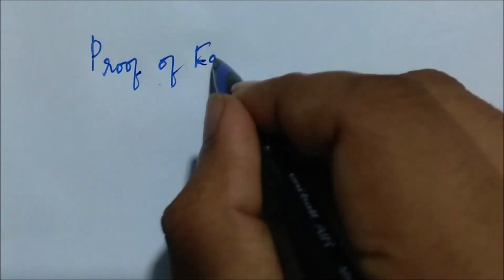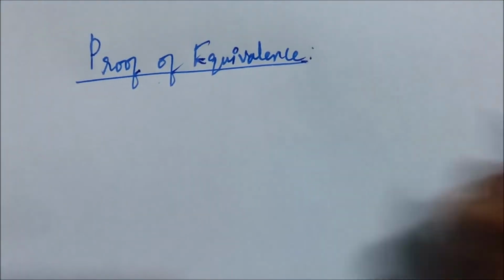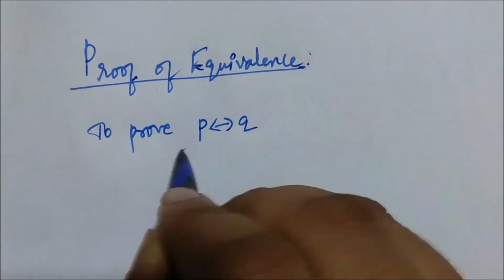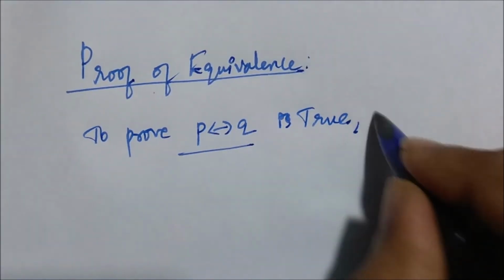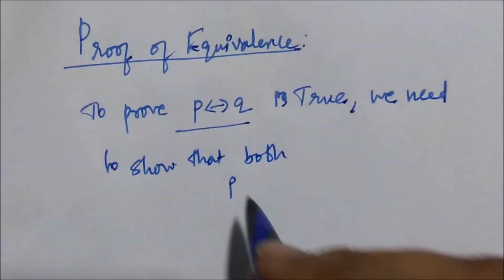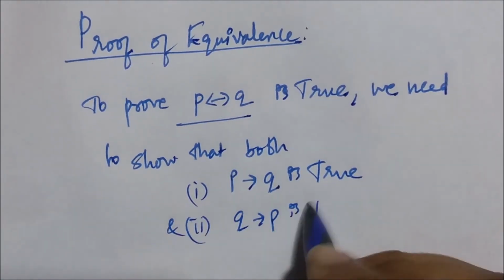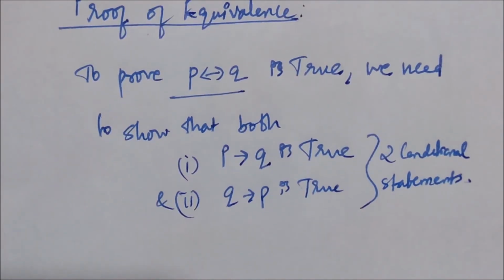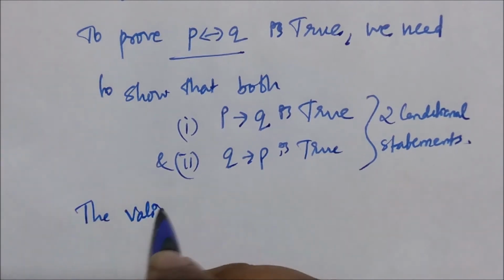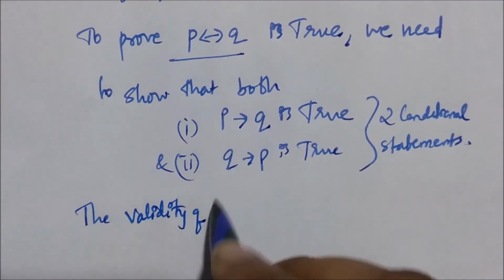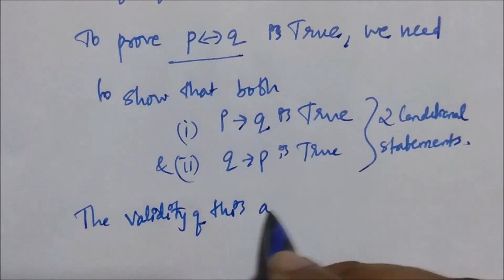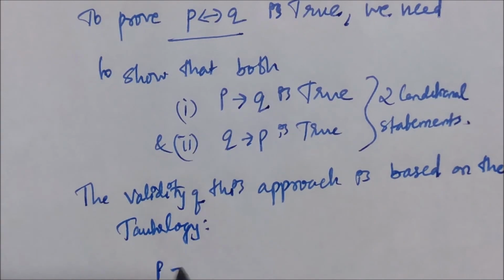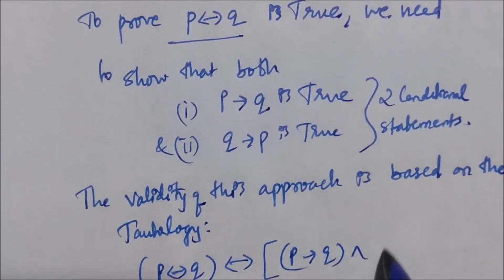Alright, so the next proof method is proof of equivalences. To prove a biconditional statement P if and only if Q is true, we need to show that both P implies Q is true and Q implies P is true. So here we have two conditional statements, both of which we want to prove as true. We already know proof methods for conditional statements that we apply here to prove that P implies Q is true and Q implies P is true. The validity of this approach is based on the tautology: P if and only if Q is equivalent to P implies Q and Q implies P.